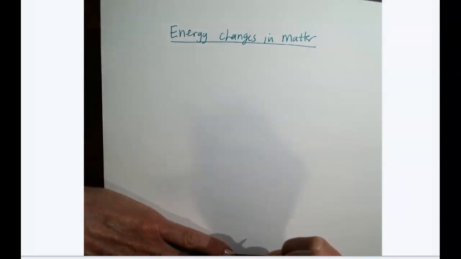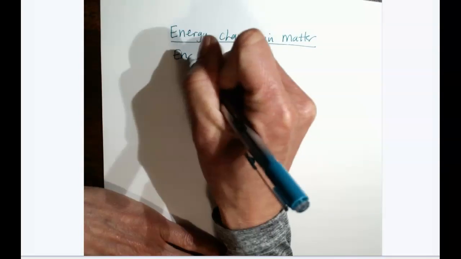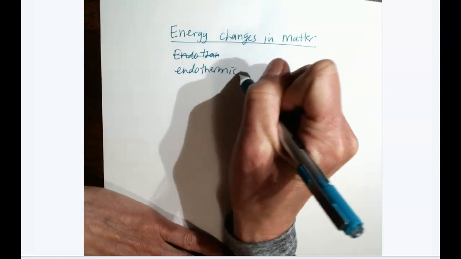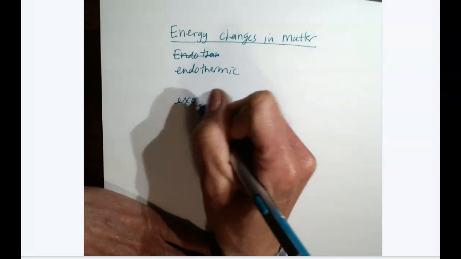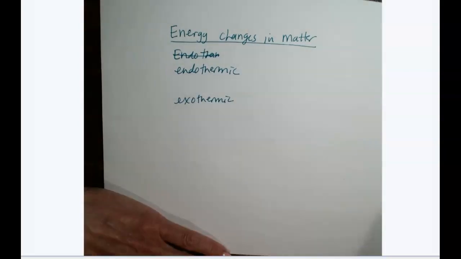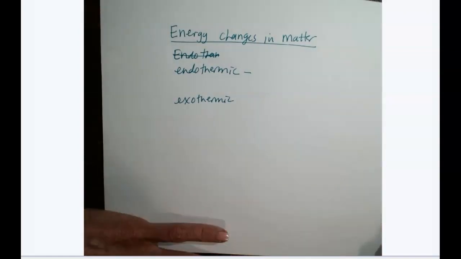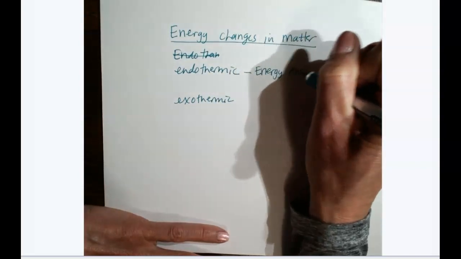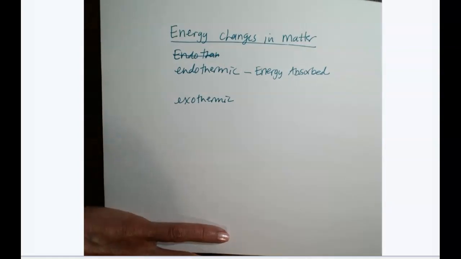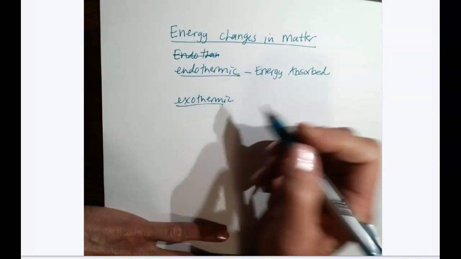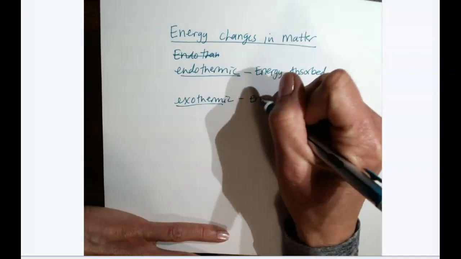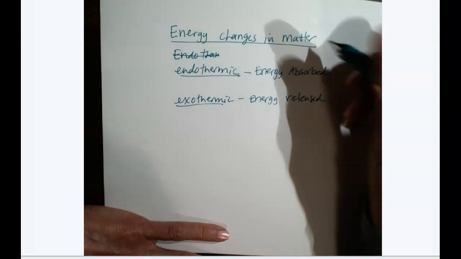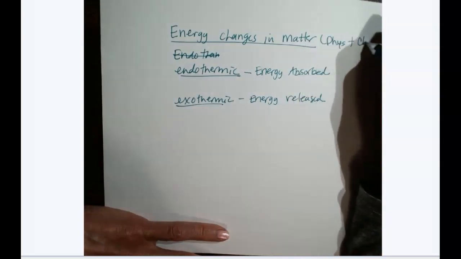I think in biology we might have discussed them a little bit. We have endothermic changes, and we have exothermic changes in matter. Endothermic means energy is being absorbed. So energy is absorbed into the change. Exothermic, exo, exit, so energy is released. These changes in matter happen in physical and chemical changes.